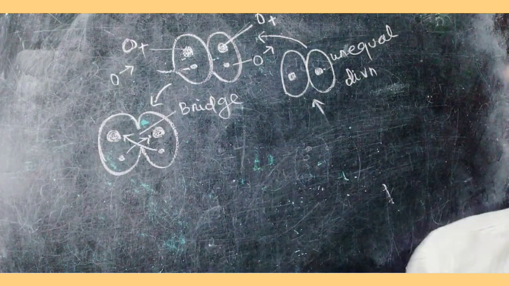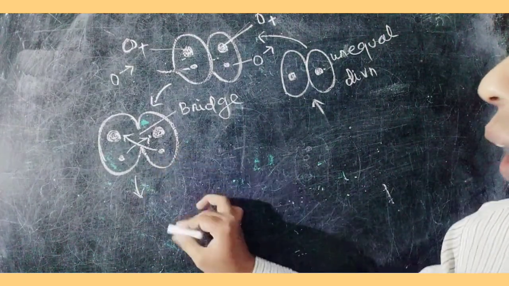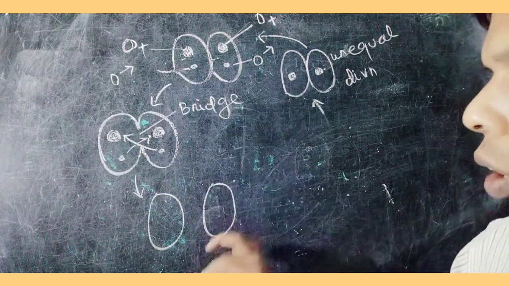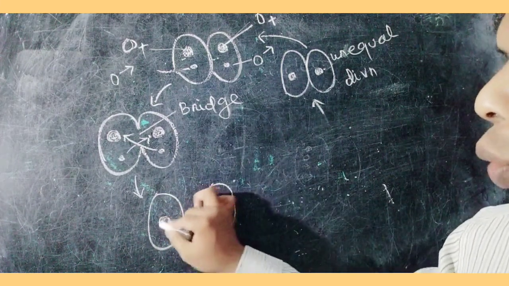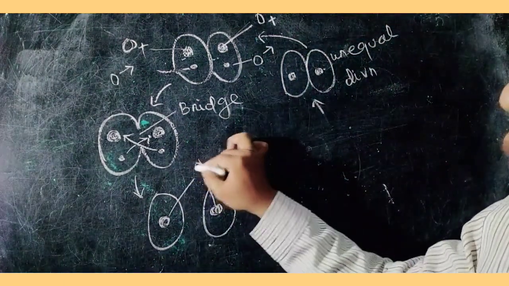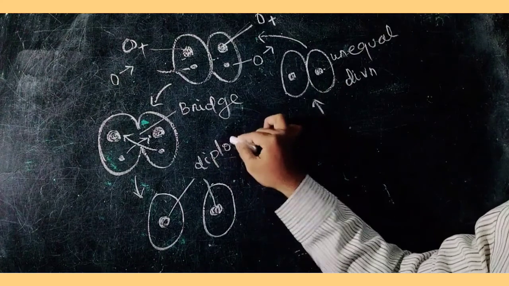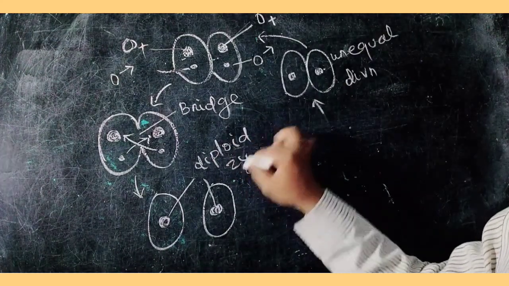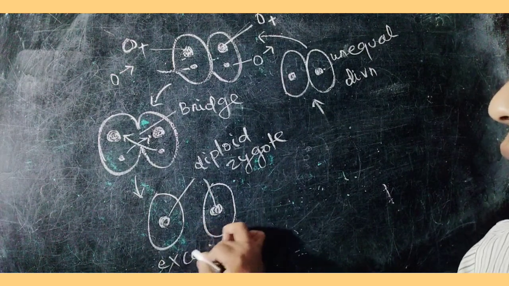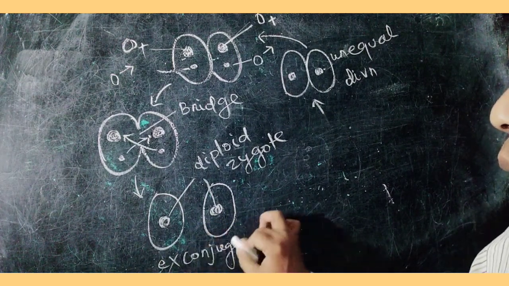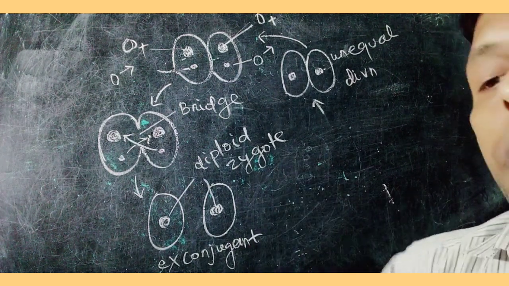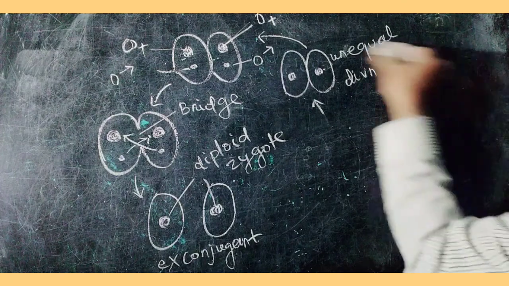After fusion, the conjugants now separate from each other. These are called ex-conjugants, carrying a diploid zygote in both. These are ex-conjugants. Clear? What happens after that?